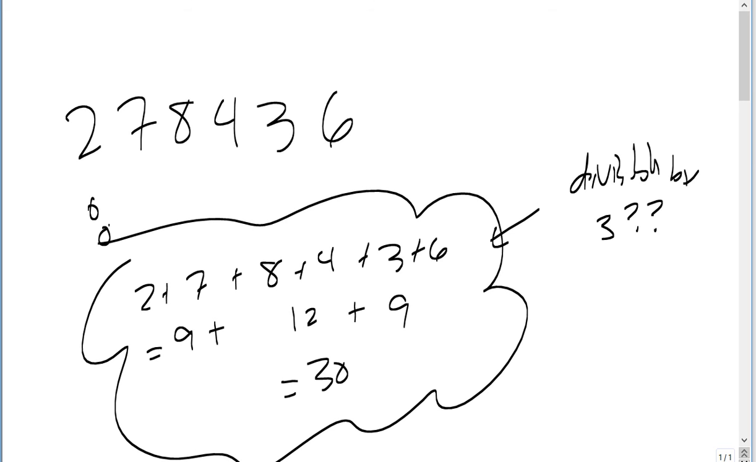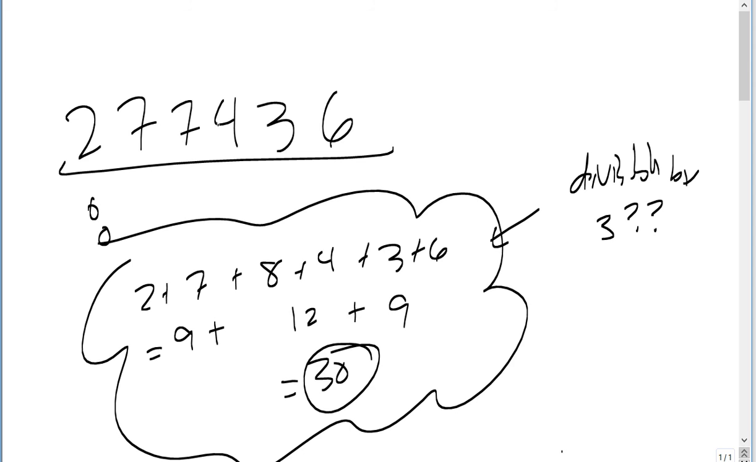And because 30 is divisible by 3, this number is automatically divisible by 3. If we changed one of the digits so that this would be a 7, then this would be 11, and then this becomes 29. Now suddenly this number is not divisible by 3. Kind of a nice trick.